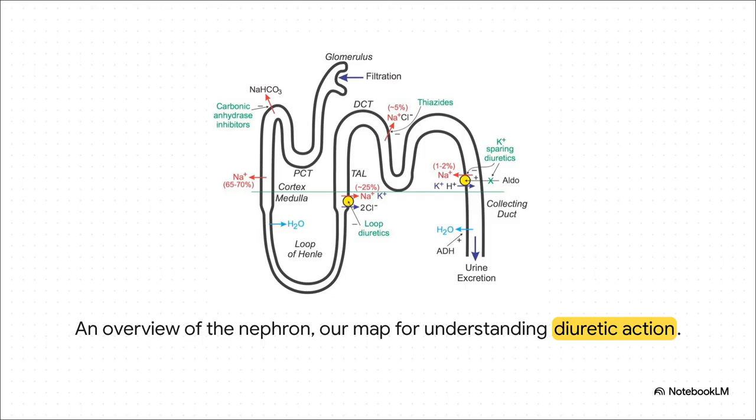We can follow the journey of the filtrate, starting at the glomerulus, moving through the proximal convoluted tubule, down and then up the loop of Henle, including that important thick ascending limb, then through the distal convoluted tubule, and finally into the collecting duct. At each step, different amounts of sodium, ions, and water get pulled back into the body. And those green labels? They show us exactly where the major classes of diuretics are going to do their work.